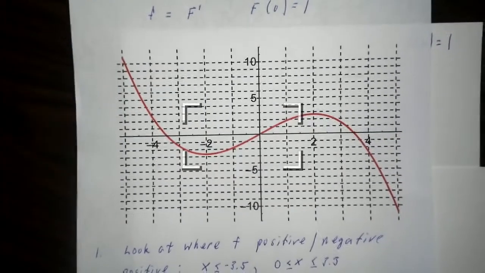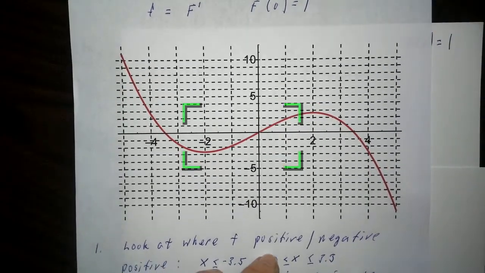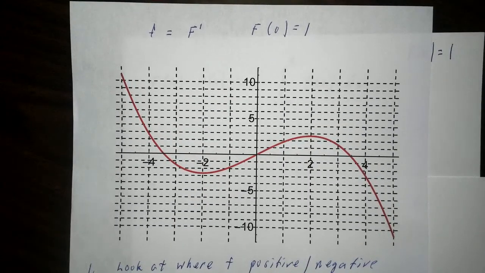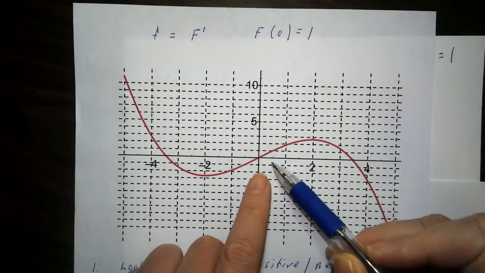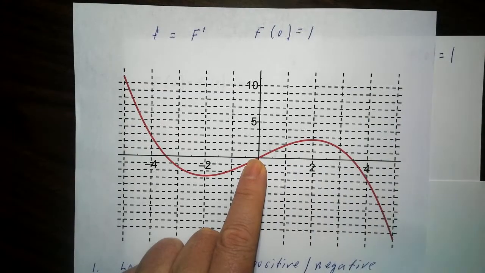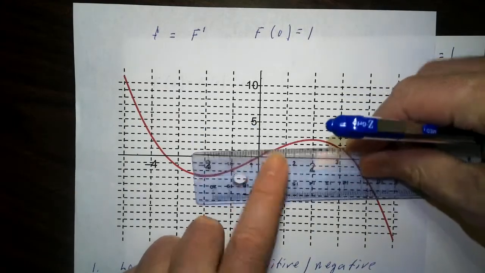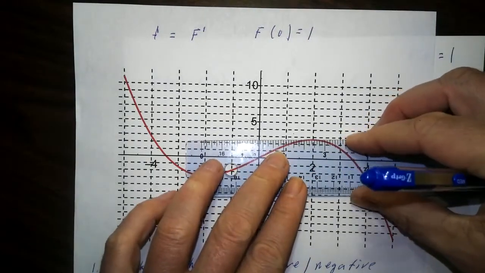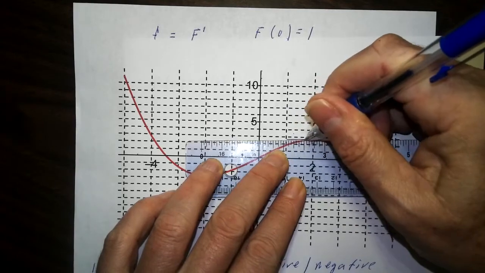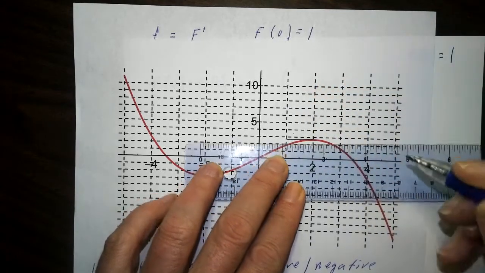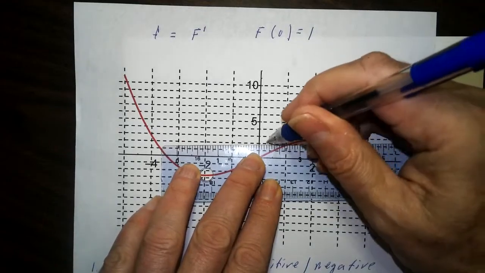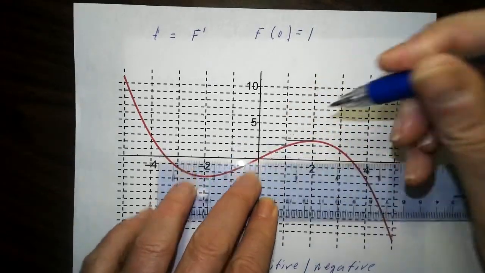So let's go over here. We're trying to estimate this signed area right there. So what I'm going to do is draw two rectangles. Using a right-hand Riemann sum, there's the height of one rectangle, and there's the top of the other rectangle.